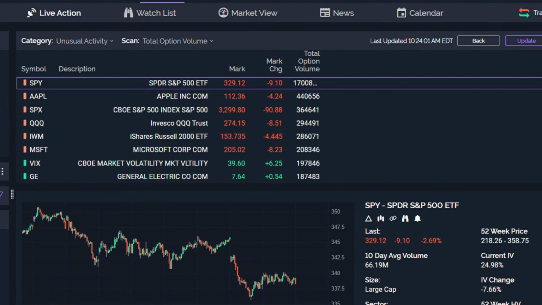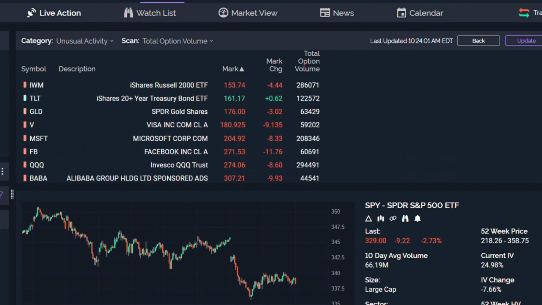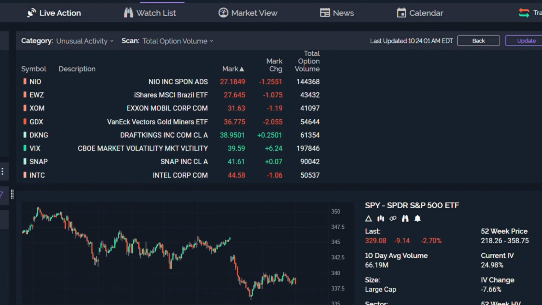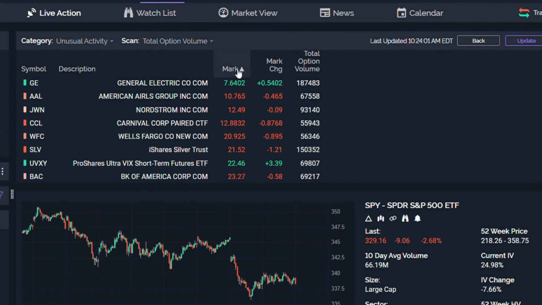But then you can sort it out a little bit. You can go to sort by mark, and this is lowest price to highest price. So if you want to keep position sizing in check, you can just go up to whatever your price is. Here's Intel at $44. And then here's a whole bunch from 44 to 7 that all have a whole bunch of option liquidity.